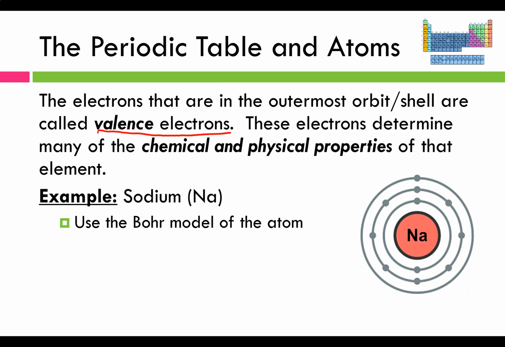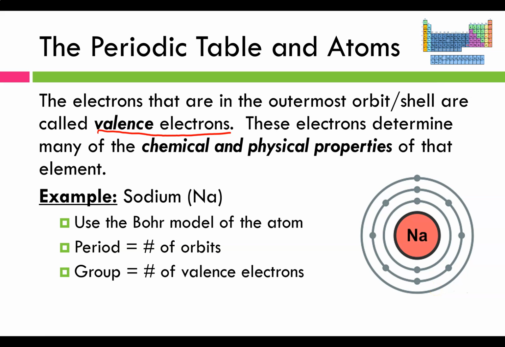There's sodium, and if you find it on the periodic table, it's in period 3 and group 1. The period tells us how many orbits, shells, or energy levels, whatever you'd like to call them, need to be present in the Bohr model. It's in period 3, so we should have 1, 2, 3 orbits. The group number tells us the number of valence electrons, and as you can see in this Bohr model of sodium, it has just 1 valence electron. Let's do a little bit of practice with that.